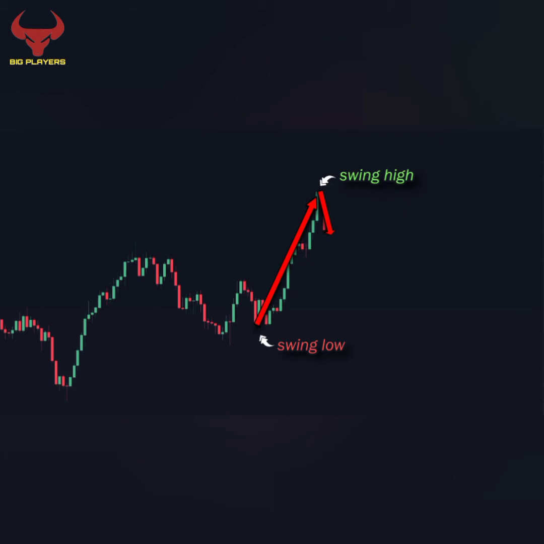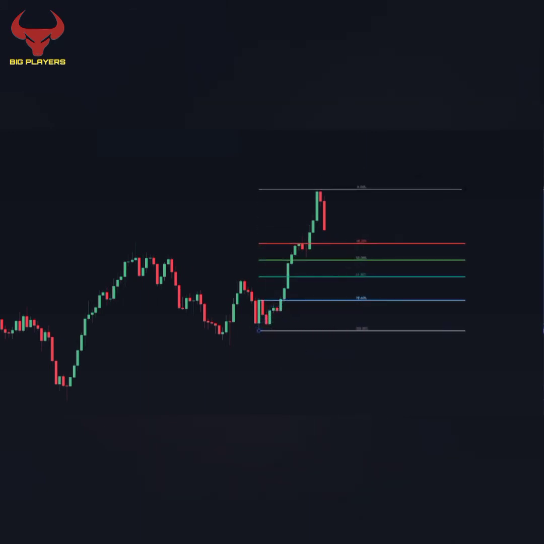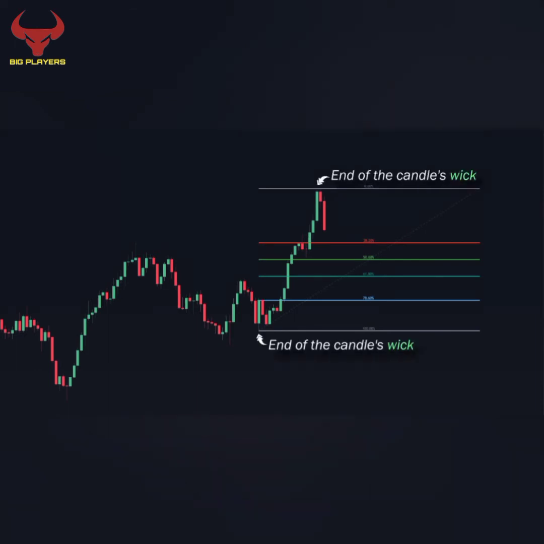Now, once you've identified the swing high and the swing low, the next step is drawing the Fibonacci tool by connecting the swing low to the swing high and then dragging it to the right to extend the levels. Now notice that I'm connecting them at the end of the candle's wick.